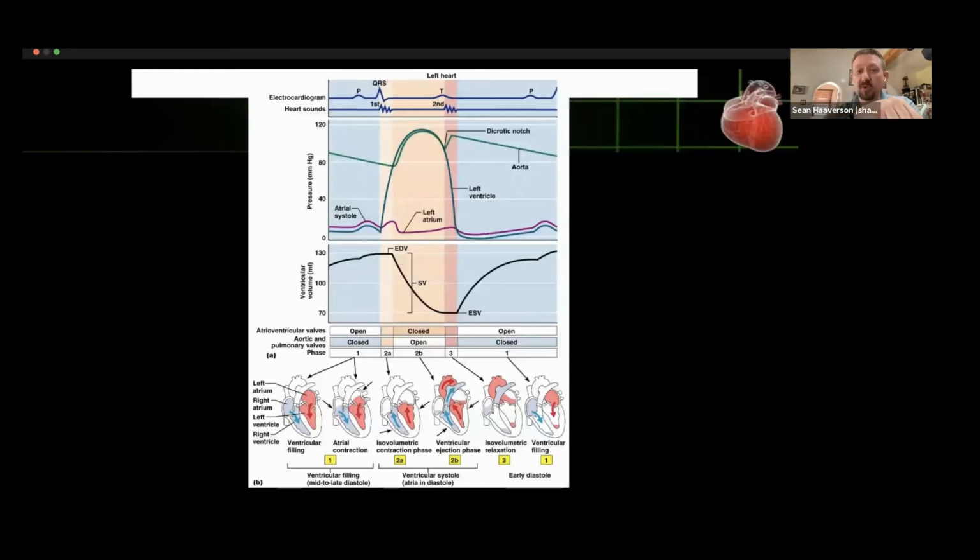QRS is the ventricles depolarizing. T wave is the ventricles repolarizing. Where is the waveform for atrial repolarization? Is there one?